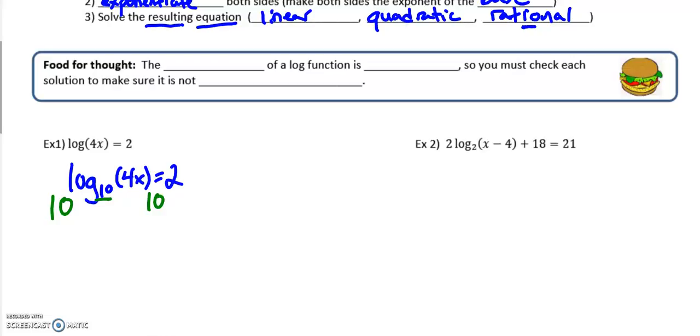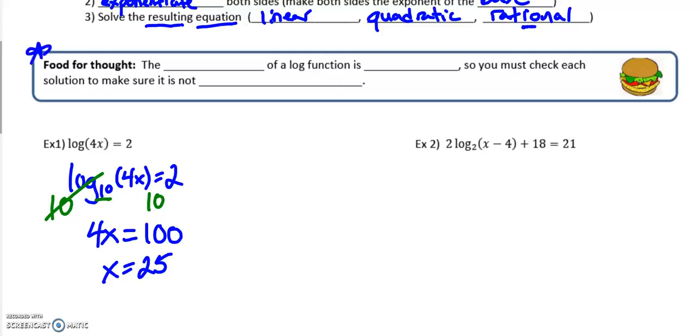So what happens is 10 to the log base 10 goes away, and I'm left with just 4x on that side. And on the right hand side, 10 squared equals 100. So in this case, I end up with x equals 25. That is my possible solution to my logarithm.